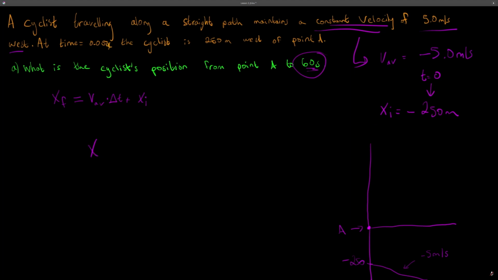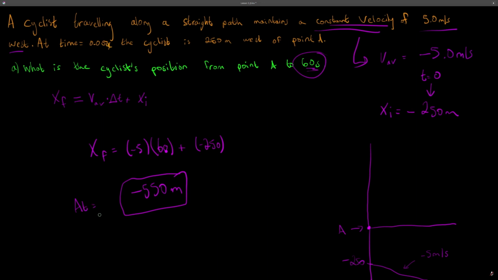So x final, so this is what we want to find, is equal to average velocity, so negative 5 meters per second, multiplied by the time, which is 60, and then we add the initial position, which is negative 250 meters. And if we just do the math with a calculator, we get negative 550 meters. So this will be its position at t equals 60. So at t equals 60, this is the final position.